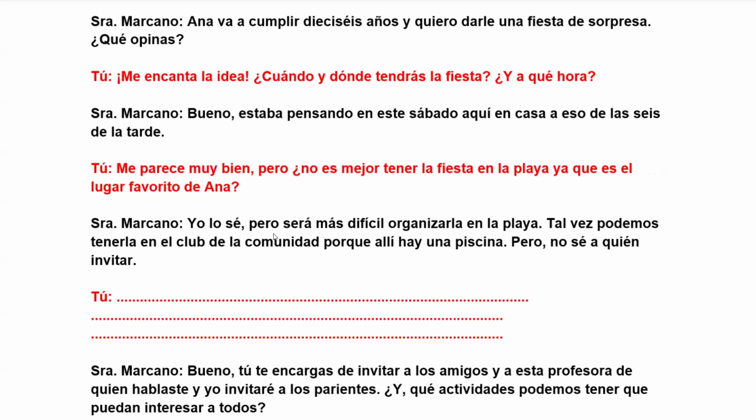Yo lo sé, pero será más difícil organizarla en la playa. Tal vez podemos tenerla en el club de la comunidad porque allí hay una piscina, pero no sé a quién invitar. I know, but it would be more difficult or it will be harder to organize it at the beach. Maybe we could have it at the community club because there's a pool there. But I don't know who to invite.